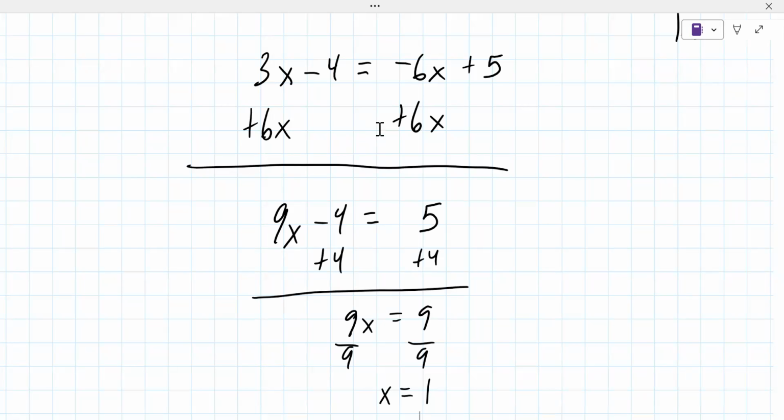You just use a smaller number? You move the smaller to the larger. Okay. So you add 6 because it's negative. Yeah. Okay. That makes sense. And then add 4 because that's a negative. Yeah. And then divide by the 9.